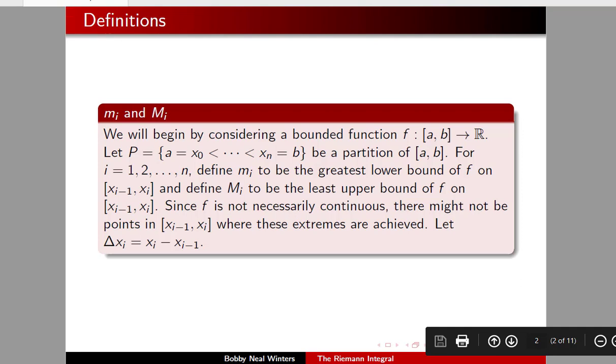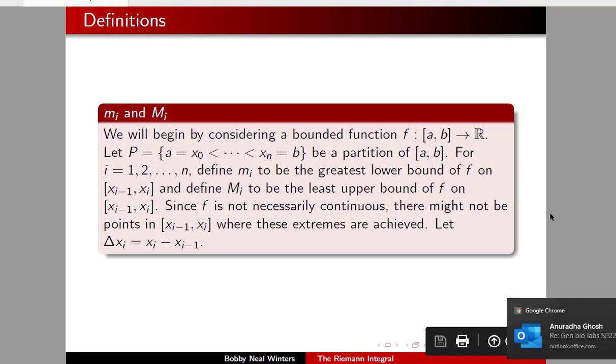Since f is not necessarily continuous, there might not be points where these values are achieved within the subinterval. Let delta x_i be the length of the ith subinterval.